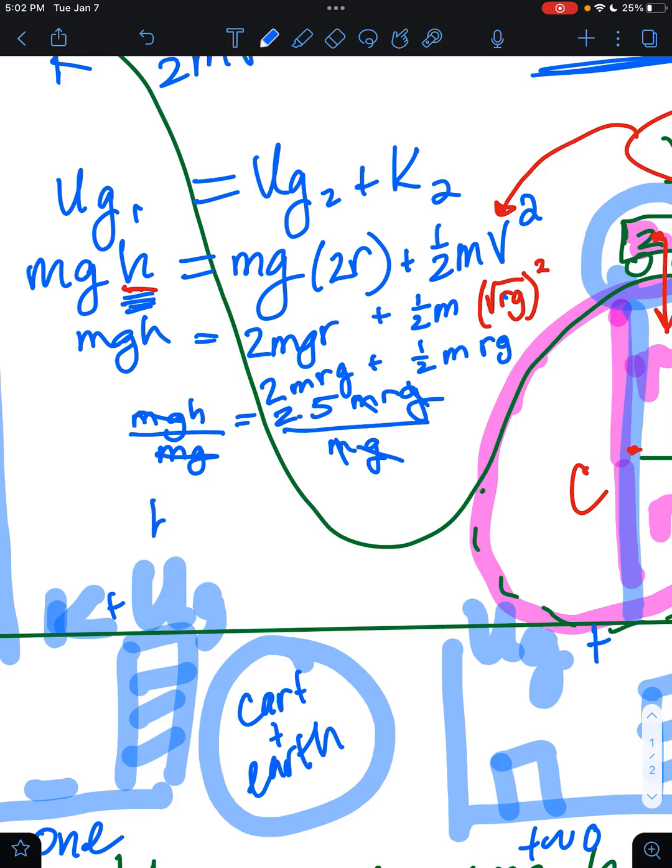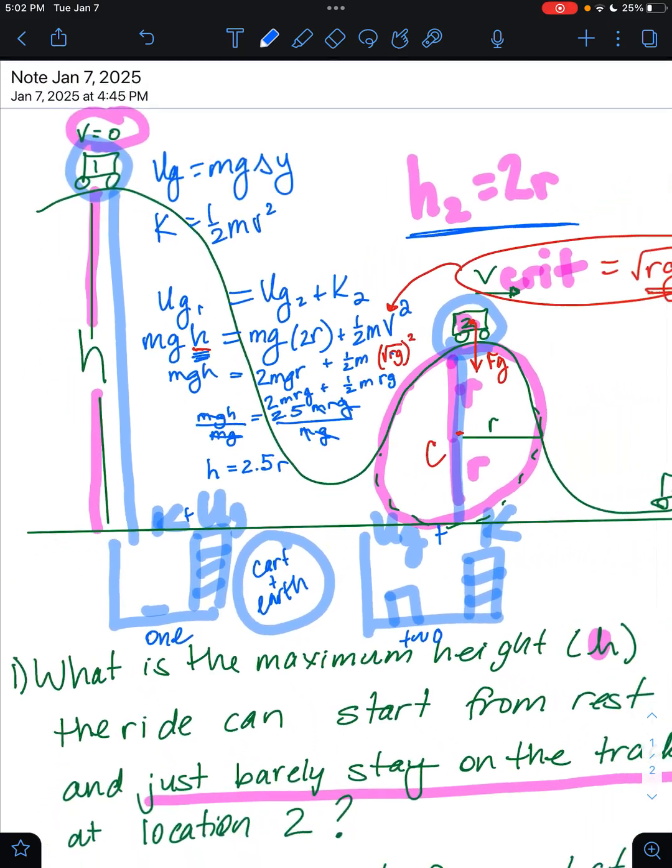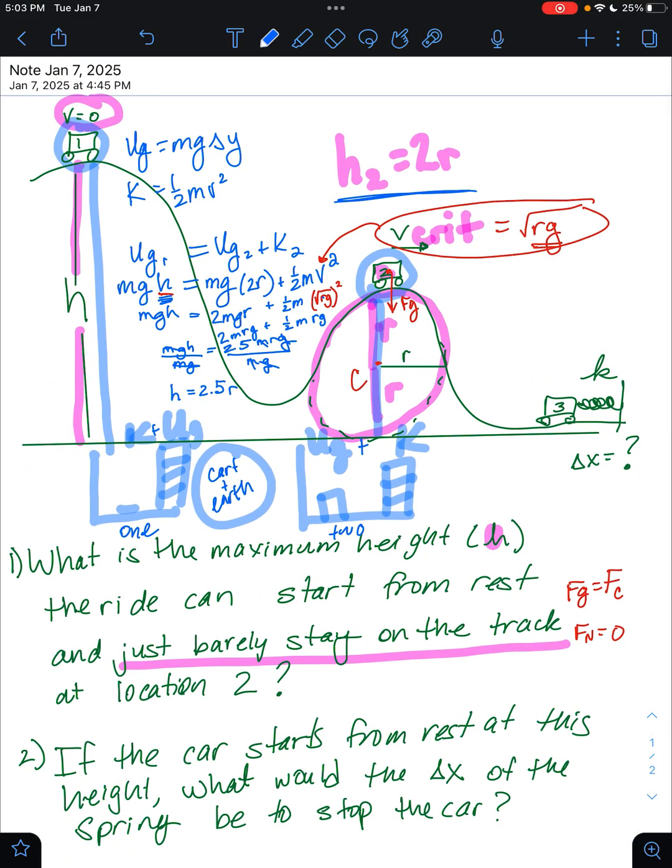And I get that the height that I need to start from is equal to 2.5 r, the radius of the circle. And that height starting will turn out so that my speed at the top of that loop is the critical speed. And so that is how you put together your circular motion of critical speed with your energy equations in order to merge into a combo problem.